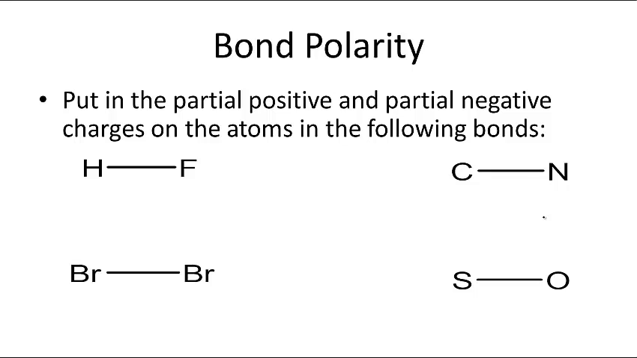All right, here we go. What's more electronegative, F or H? F. So that is partially negative. H is partially positive. What is more electronegative, C or N? N, partially negative, partially positive.